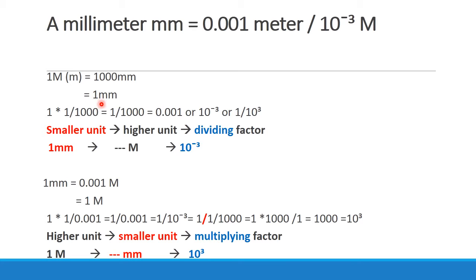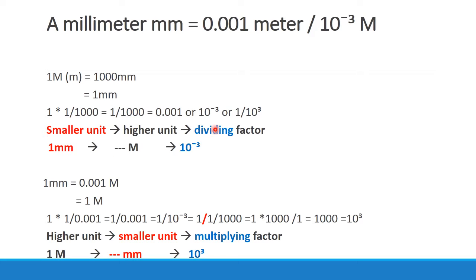So how to obtain this? You need to cross multiply. 1 into 1 divided by 1000 will be given. So that will be given as 1 by 1000. So how to write this 1 by 1000? I can write it as 0.001, or I can write this as 10 to the power of minus 3, or I can write it as 1 by 10 to the power of 3. So in different forms I can write this 1 by 1000.